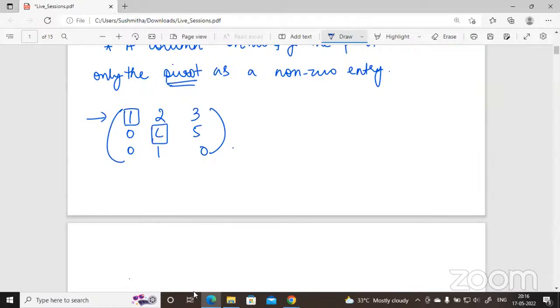So now suppose this is equal to 1. It is still not in row echelon form because of the third row. It should lie to the right side of the column containing the leading entry of the second row. So once you identify the pivot, the third row, second column should be 0. Someone wants to ask a question. Yes, ma'am.